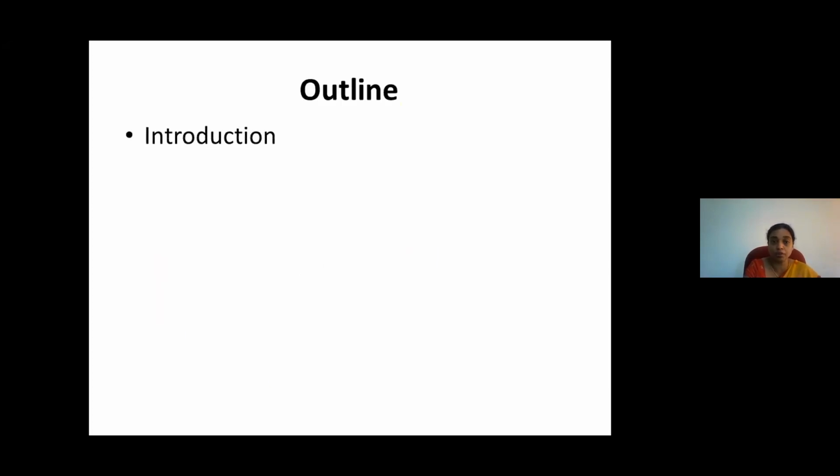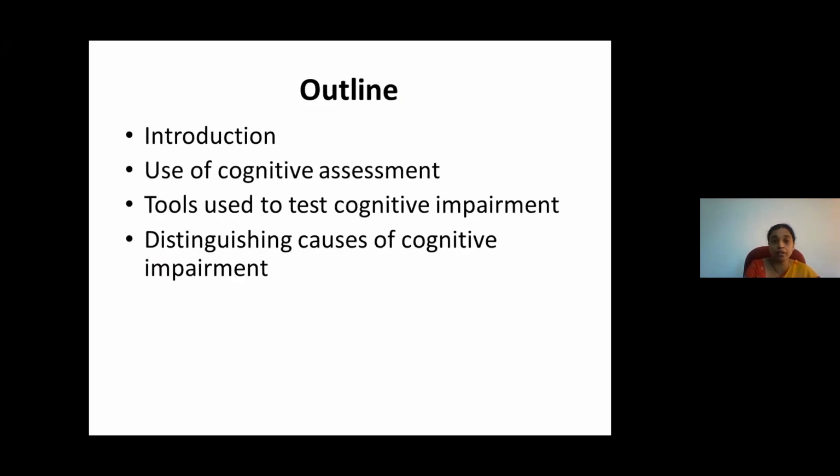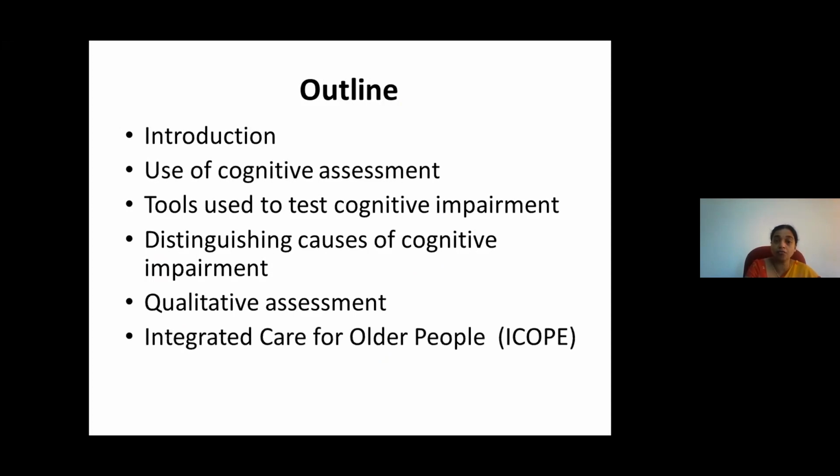So during the next 20 to 25 minutes, the outline of my lecture is like this: introduction, use of cognitive assessment, tools used to test cognitive impairment, distinguishing causes of cognitive impairment, a little briefing about qualitative assessment, and integrated care for older people, ICOPE, which was introduced by the WHO regional office, and we were trained as master trainers to train primary care physicians to identify geriatric problems, especially cognitive impairment, and conclusions.